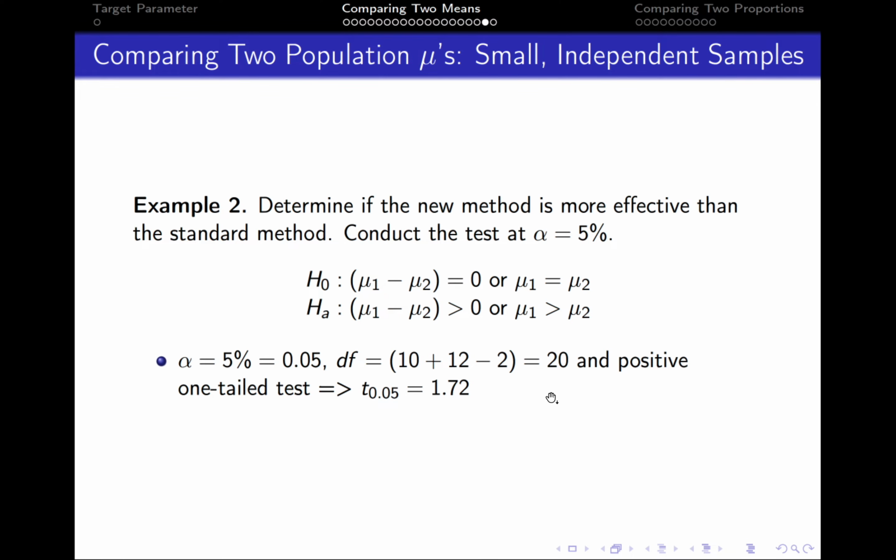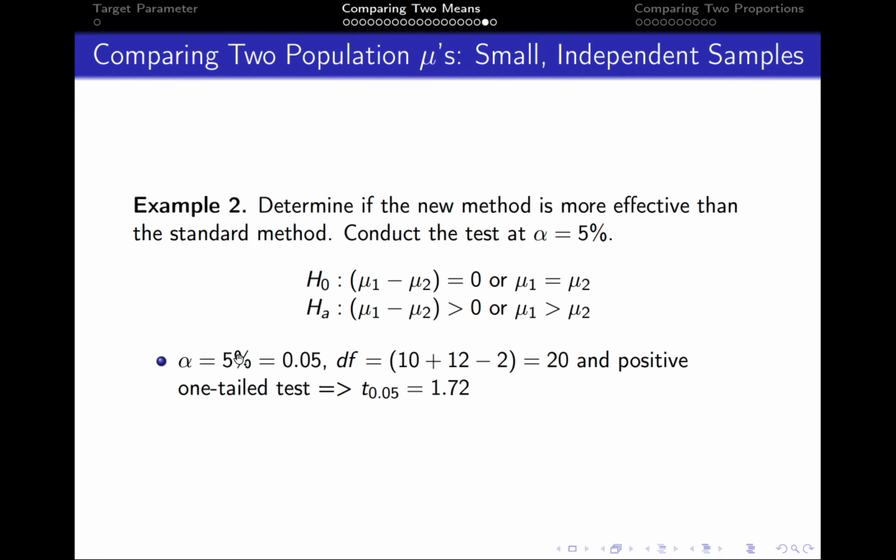And let's continue working with the second example. Let's now determine if the new method is more effective than the standard method. And to do that, we will conduct the test at 5% level of significance. So as always, we start by formulating the null and alternative hypothesis. So the null hypothesis is that the true population means are the same, so that the teaching methods are the same. And the alternative hypothesis is that the first population mean is higher than the second. So the first method of teaching, so the new method, is more effective than the standard method. So mu1 minus mu2 is higher than 0.